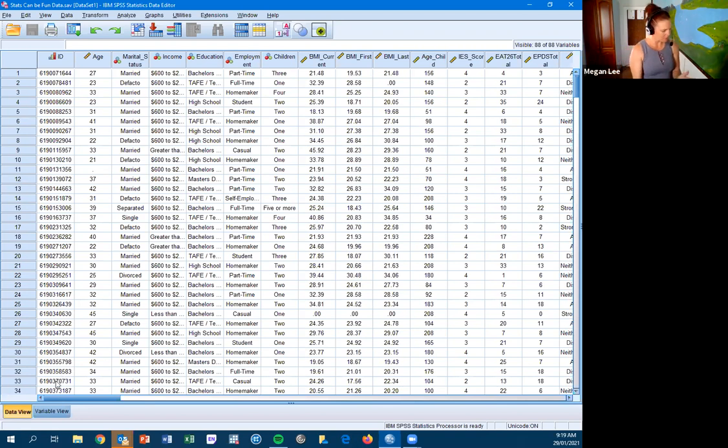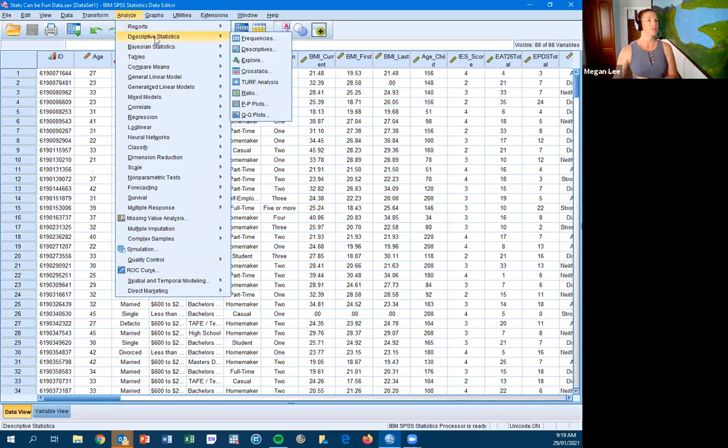So our next step is our descriptive statistics. So we're looking at what our data looks like. So let's do that. So just like before, analyze descriptive statistics. We're going to do our categorical variables first. So our categorical demographics first. Frequencies.